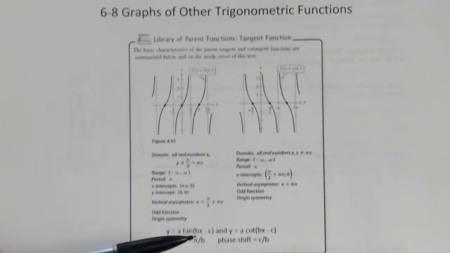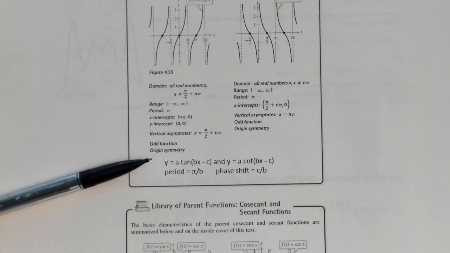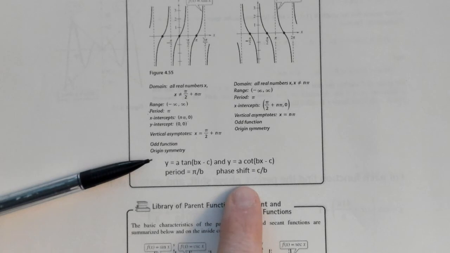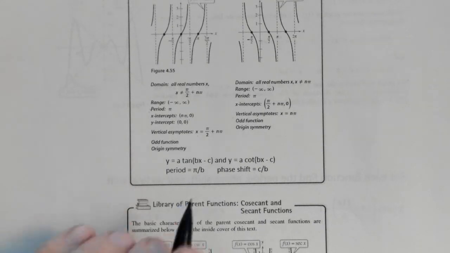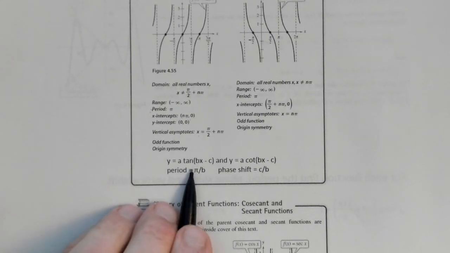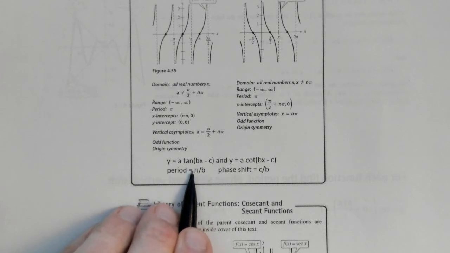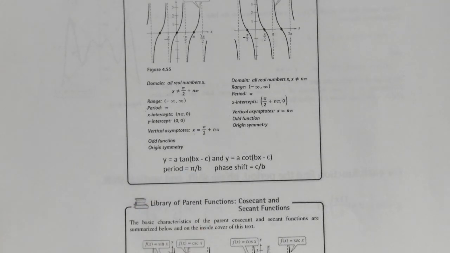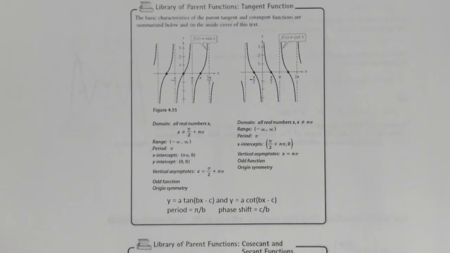All right, and so down here we've got the general form and how to find the period and the phase shift. Again, the adjustment for the period is the only one that changes. Instead of 2 pi over b, like it was for sine and cosine, it's just going to be pi over b. All right, so that's the main thing to make sure that we consider. Again, all the characteristics for the graph of tangent and cotangent are here.